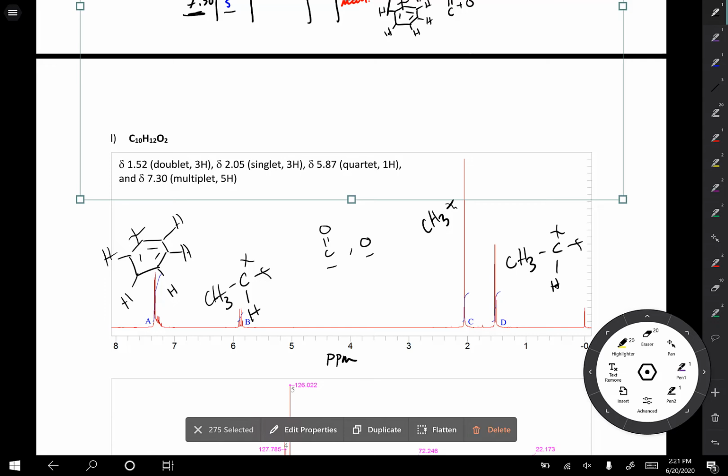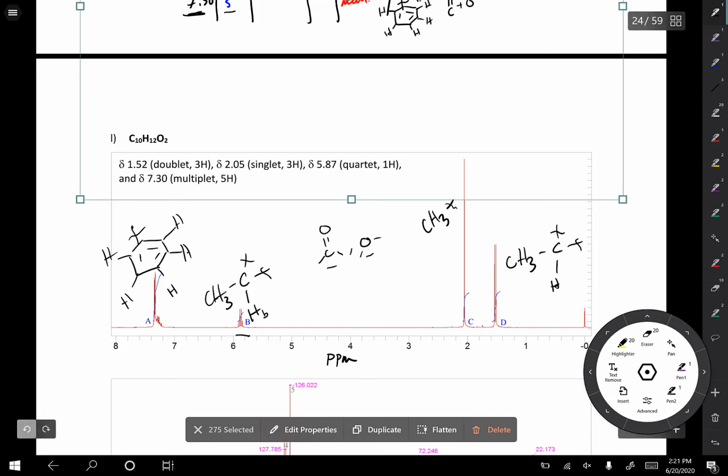What about this guy, B? Look at B. B is shifted very far downfield. I would imagine that this carbon attached to B, this HB, has 2 electron withdrawing groups on it. Well, what are our groups that we could attach? Well, we have an attachment here to benzene. You can imagine you have this carbonyl.